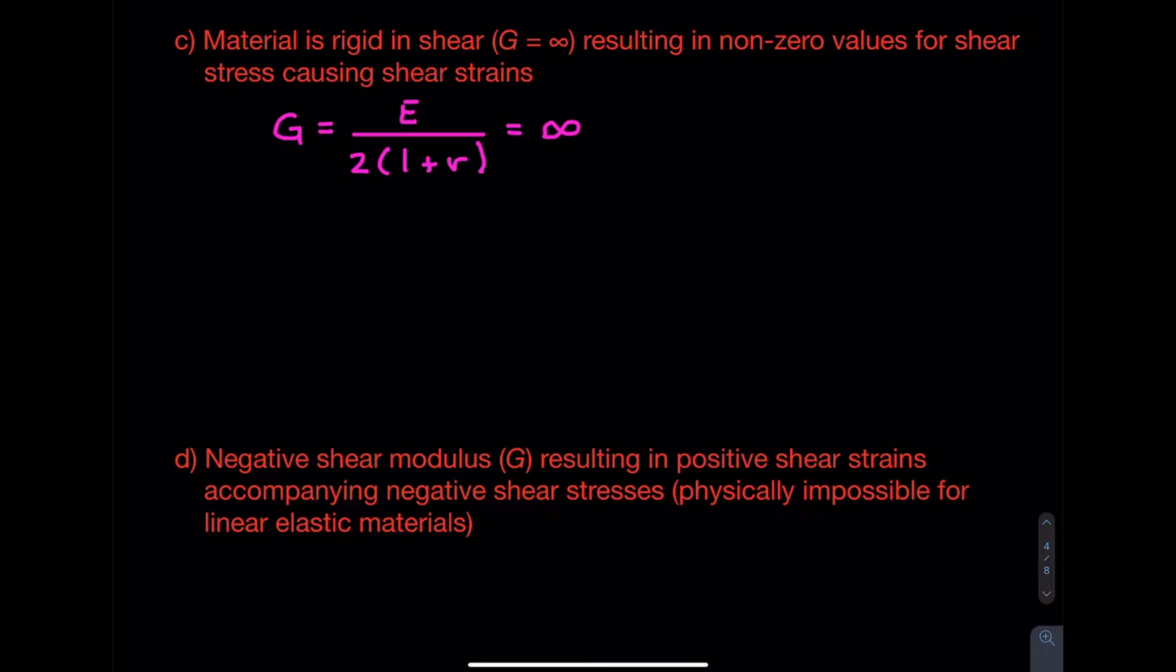And just like before, the only way that this equation is going to be equal to infinity is if we divide by 0. Therefore, 2 multiplied by 1 plus V is equal to 0. Well, if I move 2 to the other side, it's going to be 2 times 0. It's still going to be 0. So I get 1 plus V is equal to 0. Just move the 1 to the other side. This is the case where V is equal to -1.